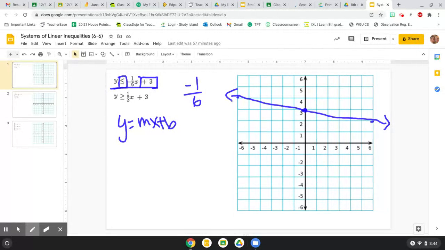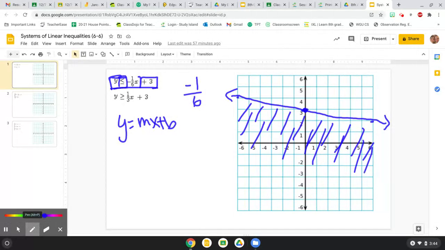Now I need to decide where I'm going to shade. Okay, so I have y is less than or equal to that equation. So on my y-axis, I'm at a 3. I need all the y's less than, so it's going to be shading down. Notice I'm not really shading too heavily right now because I need to graph the other one on this same coordinate plane.